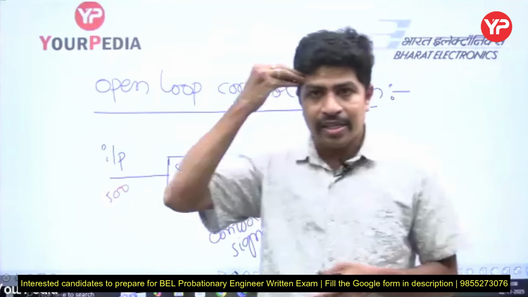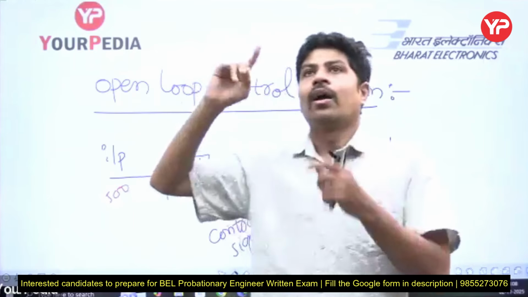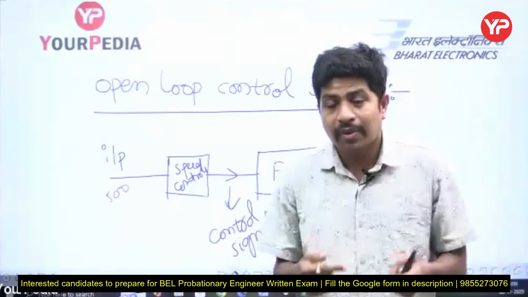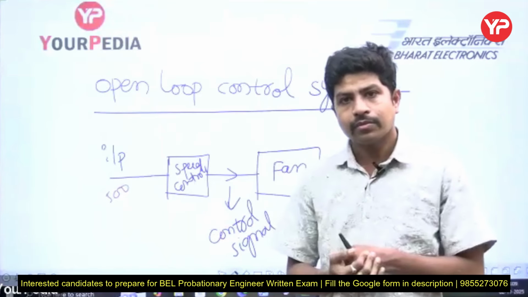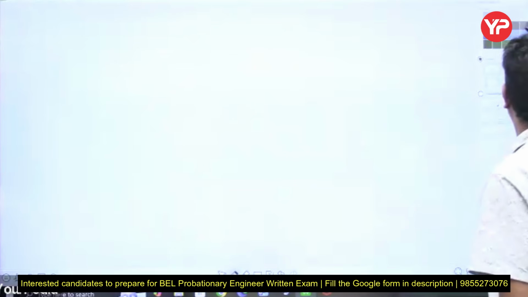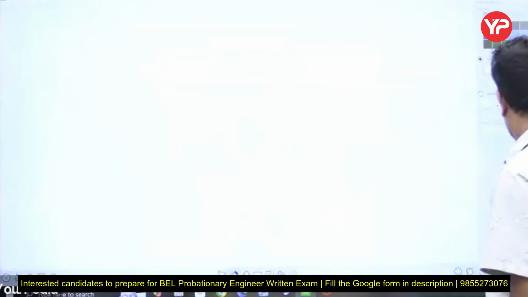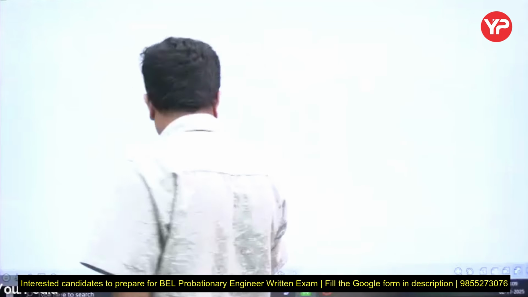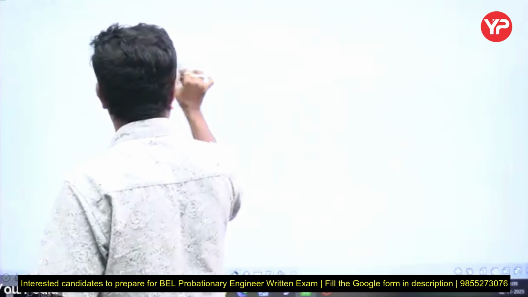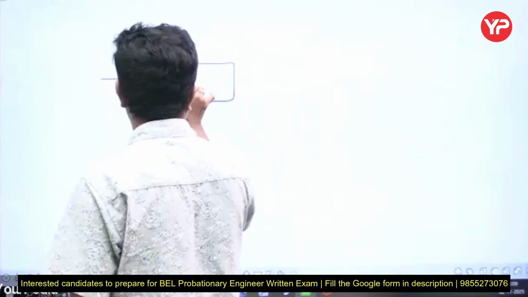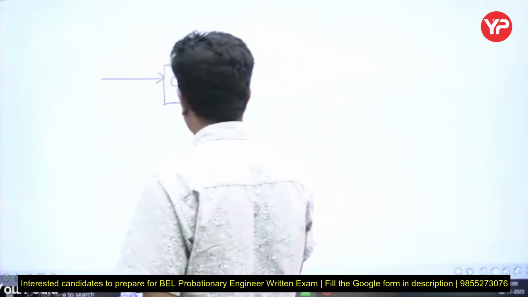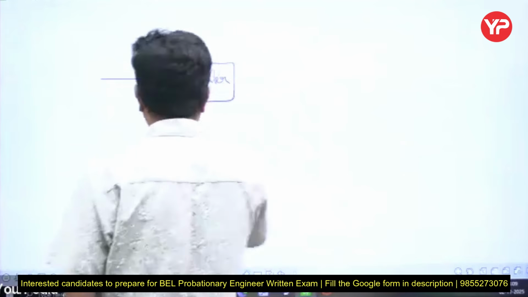You are doing it because your brain is there, which is acting like a comparator. I need 500, now it is 490, the difference is 10. You are doing it, but on its own, the system is not doing it. Now, what I do is, I will take the same system. Do understand carefully, same system. This is a controller, the speed controller.